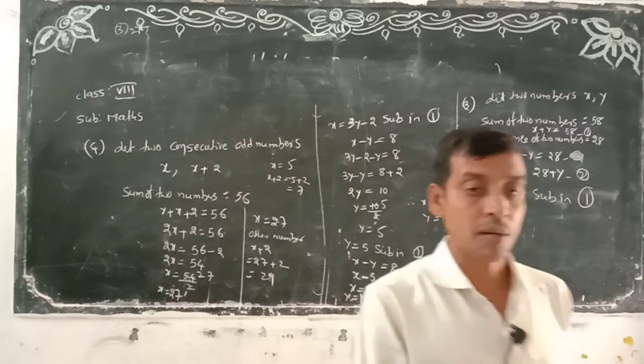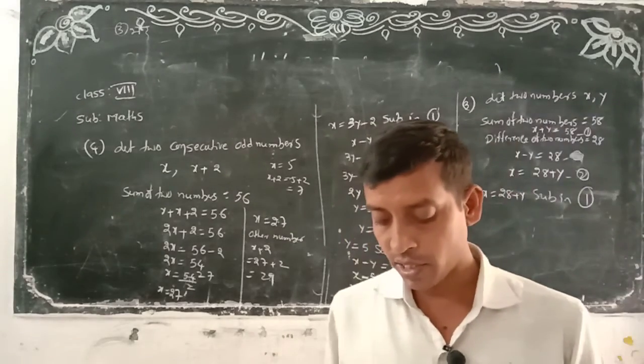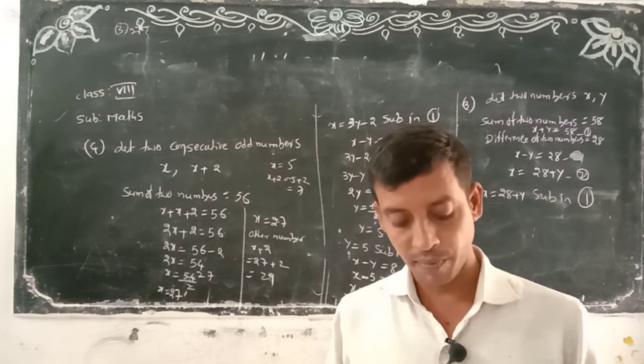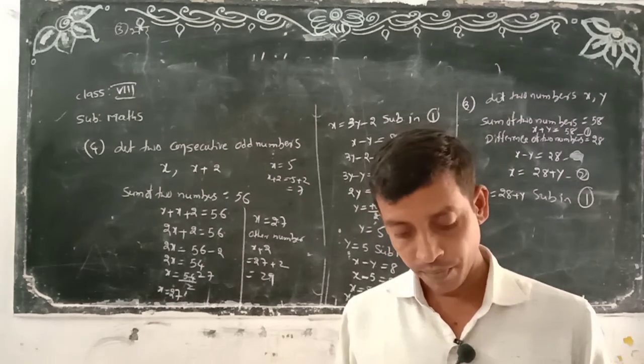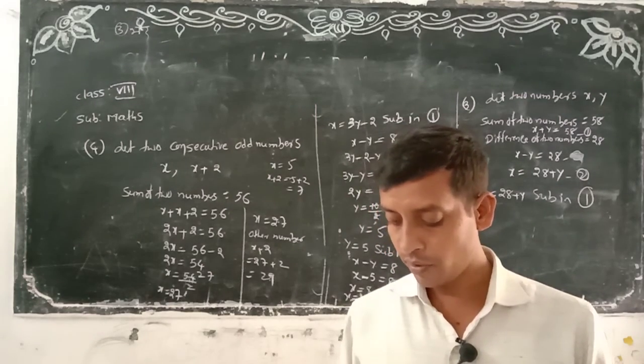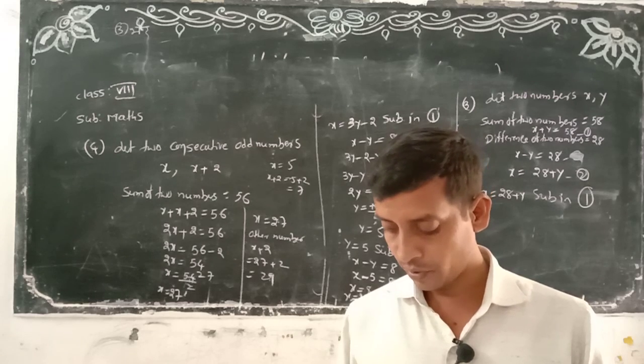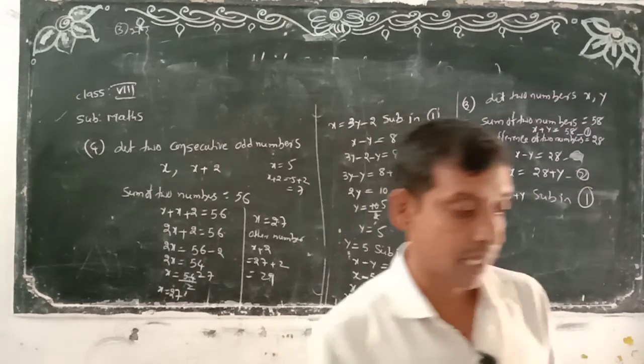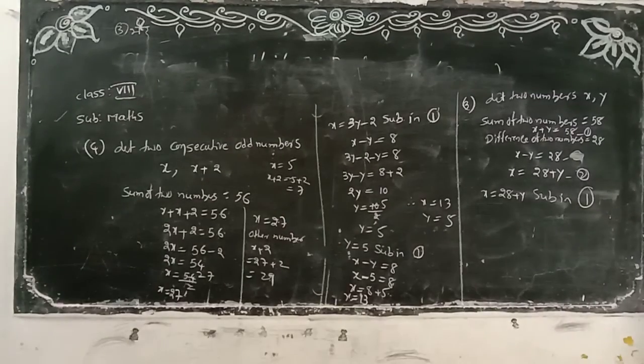So up to 5 problems are completed. Next, after completing the 5, you write example 4 and example 5. Okay? Example 4 and example 5. This is today's class. Check all the problems once.